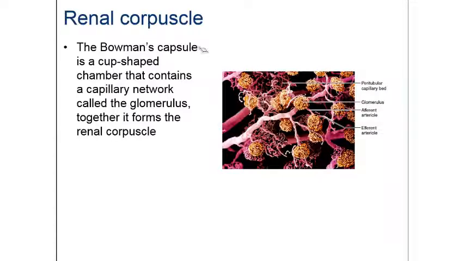So the renal corpuscle, you might remember, is basically the glomerulus, which is the capillaries, plus the Bowman's capsule, which surrounds the entire glomerulus. Over here in this picture, you can see the yellow balls are the glomerulus, and they look like a ball of yarn. I told you that's basically what this word means in Latin, I think.